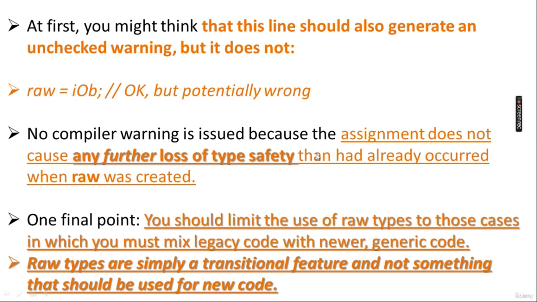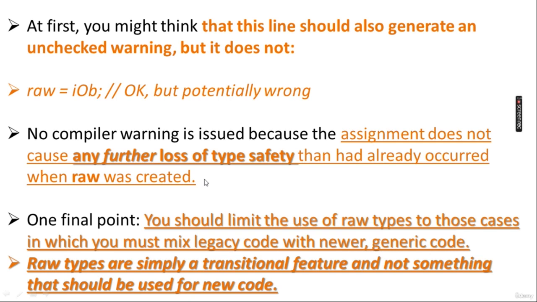No compiler warning is issued because the assignment does not cause any further loss of type safety than had already occurred when raw is created. When the raw object is created, the loss of type safety is generated on that same line. After that, no compiler warning is generated because no further loss of type safety occurs.